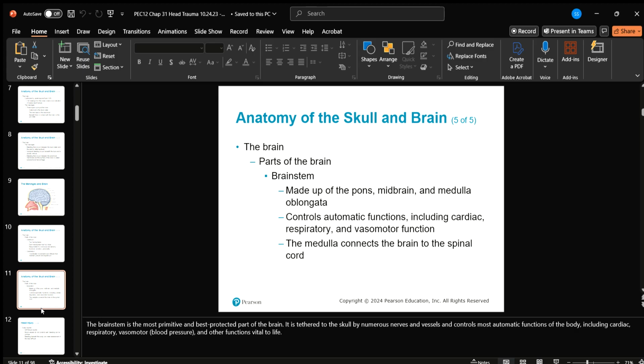All right, so if there's damage to the medulla oblongata, we're probably going to have a patient that is having maybe irregular breathing patterns. Maybe they have narrowing pulse pressure. What is pulse pressure again? Do you guys remember that? It's the difference between your systolic and diastolic numbers.